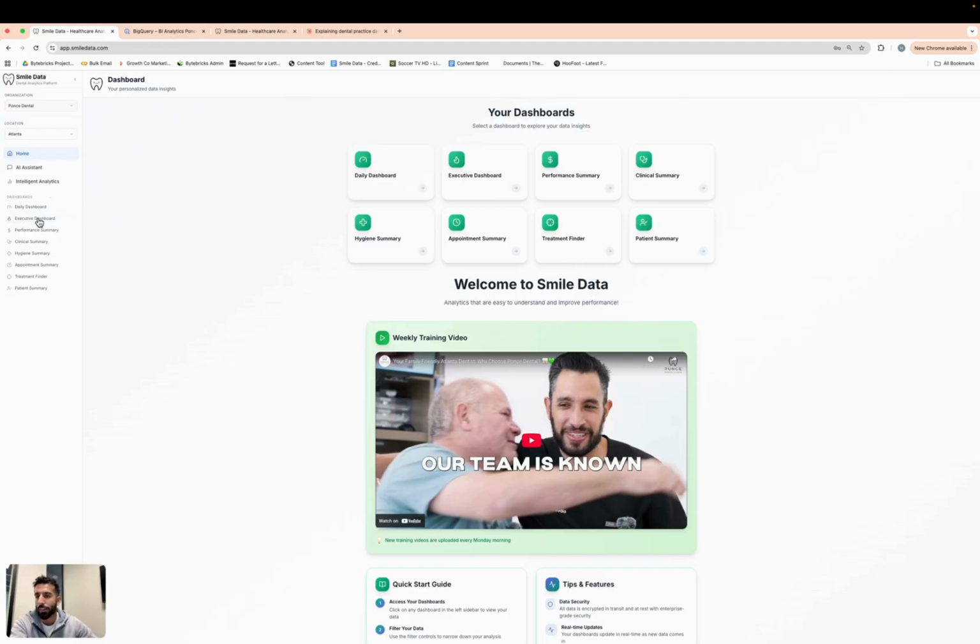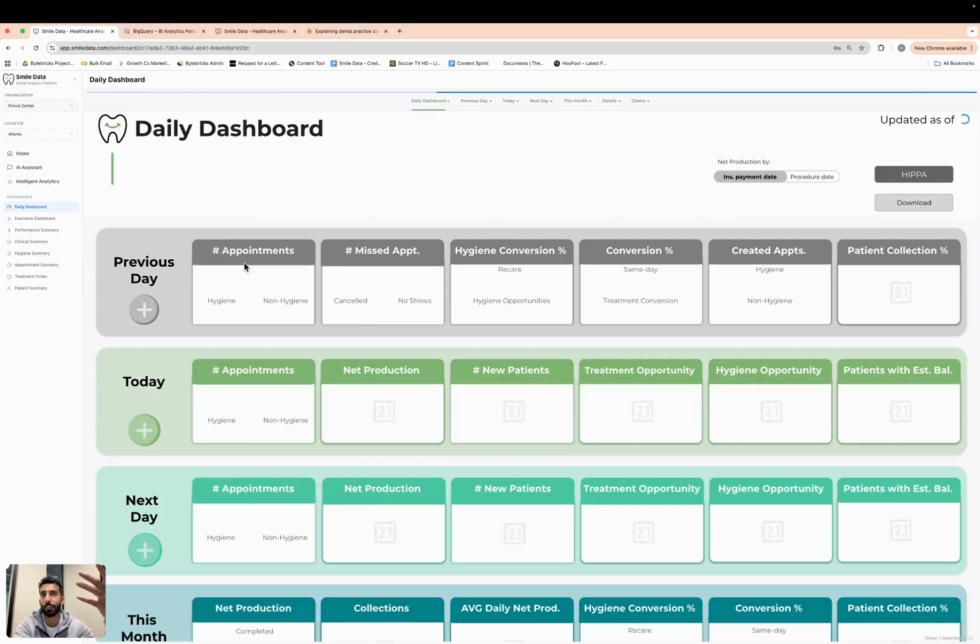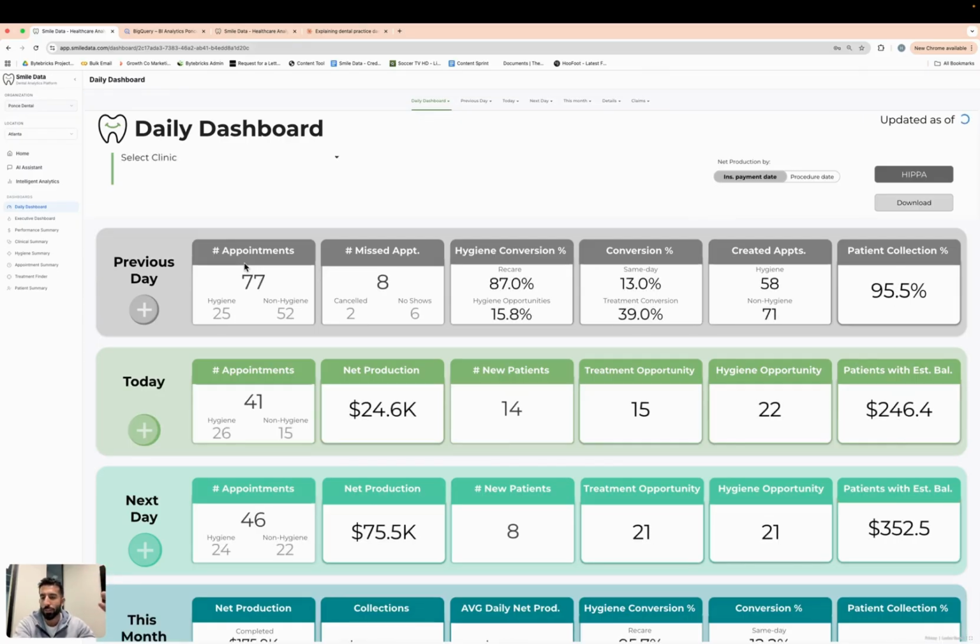There are different dashboards that we've created for this portal. I'm going to walk you through some of them, starting with the daily dashboard. What does it do, and how does it help the business owner understand what's happening in their practice? The daily dashboard report is something they would look at every day to understand how they are performing on a certain day, and what metrics they have to achieve to complete their month at a certain level.